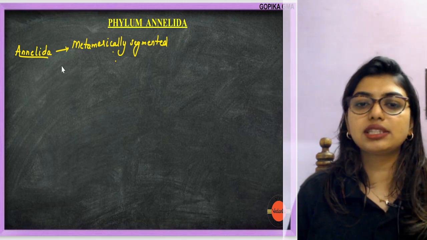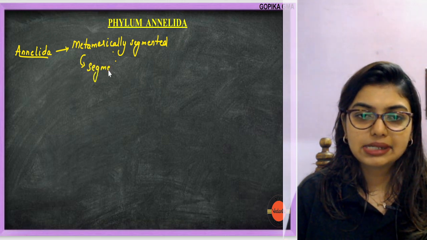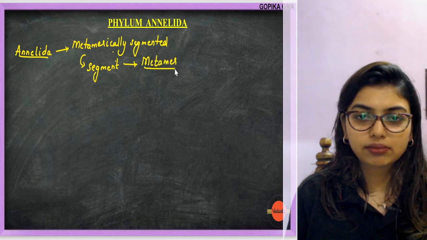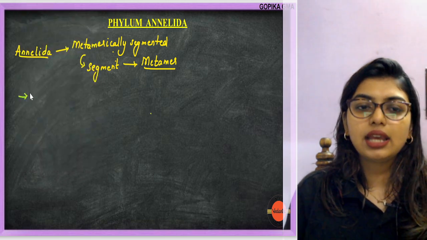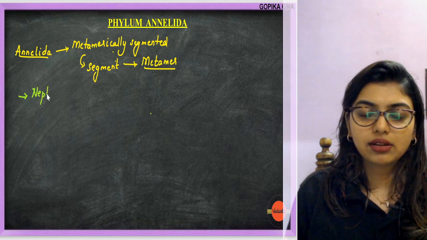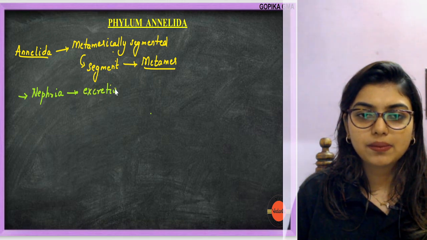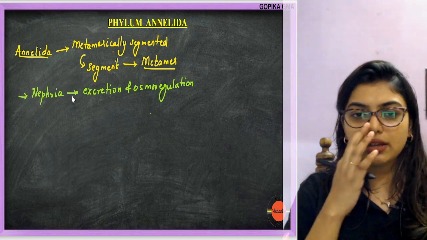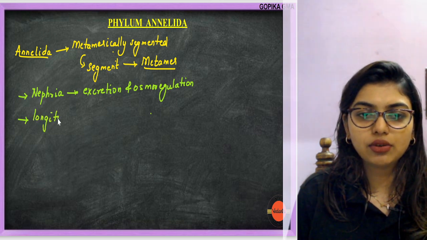Annelida's first point that you have to remember is that they are metamerically segmented. Okay, these metameric segments can be called metamers. Next thing that you have to remember about them is that they have nephridia. Okay, they have nephridia. And these nephridia help them with excretion and osmoregulation.